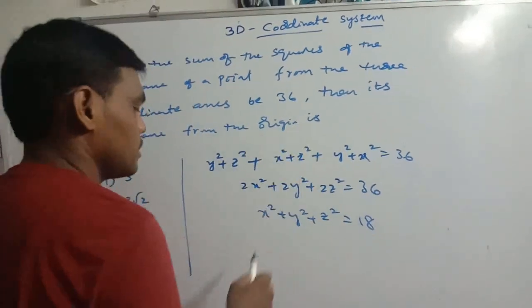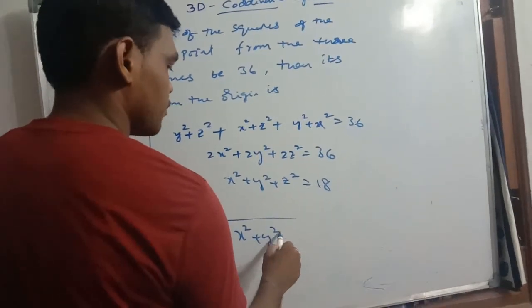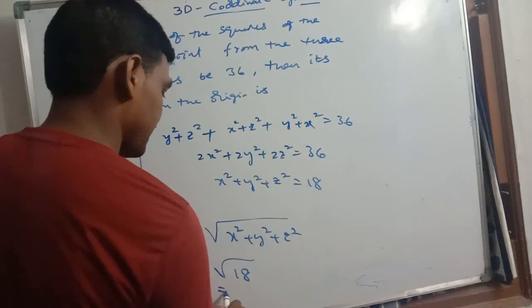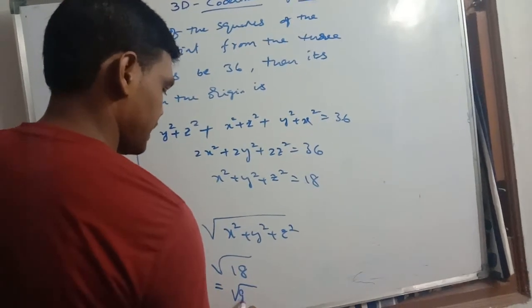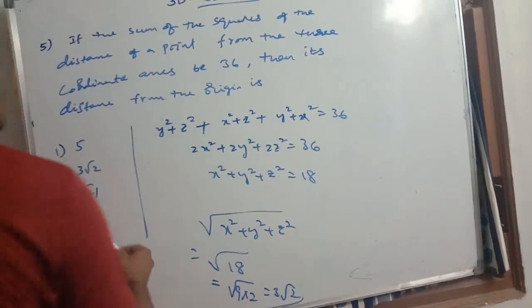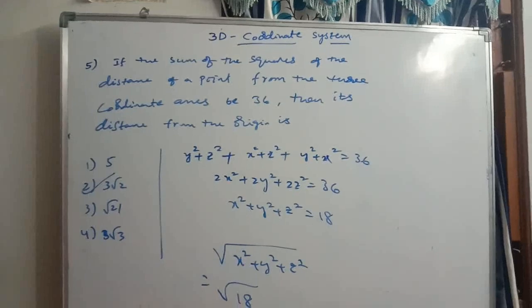And this is then the distance from the origin. Now here the distance from the origin is root of x square plus y square plus z square, and this is equal to root 18, that means 9 into 2, and this is equal to 3 root 2. Now the distance from the origin is 3 root 2. Now the second option, 3 root 2. Okay.